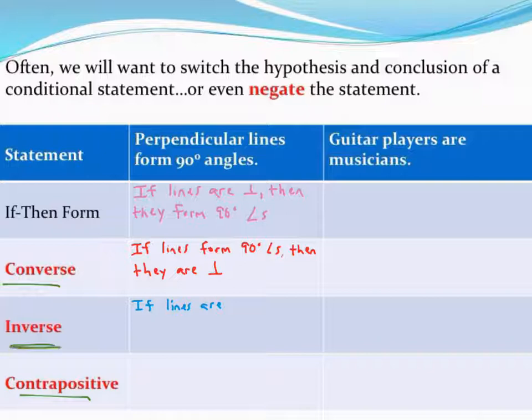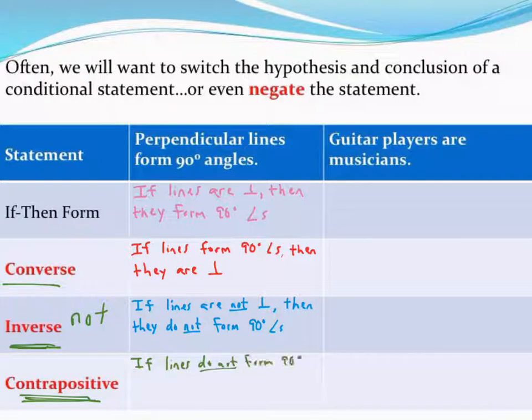Next up, we have the inverse. The inverse is the first one of our terms that negates part of our statement, meaning we're going to add the word not. The inverse takes the original if-then statement in that order, but adds the word not to it. So for example, if lines are not perpendicular, then they do not form right angles. And then finally, we've got the contrapositive, and this does both. It not only switches the hypothesis and conclusion, it also adds the word not to it. So we'll say, if lines do not form 90-degree angles, then they are not perpendicular.